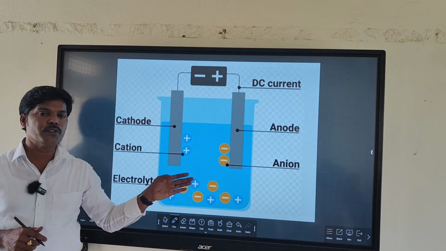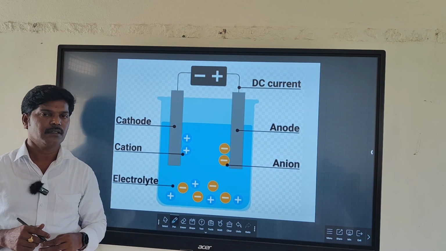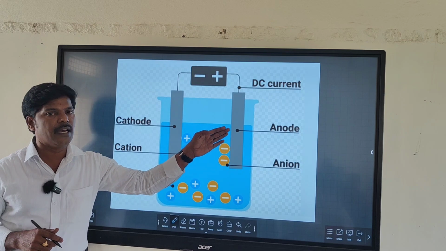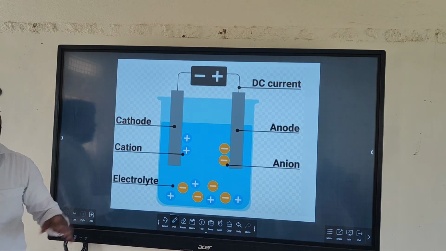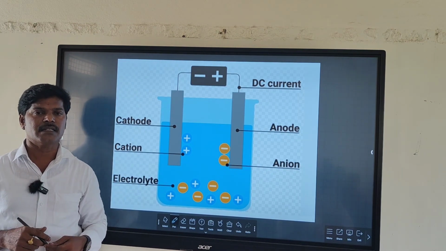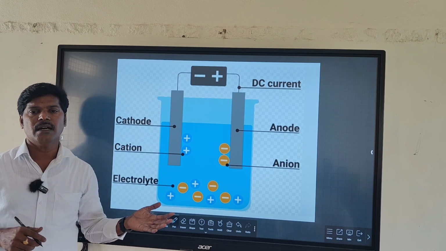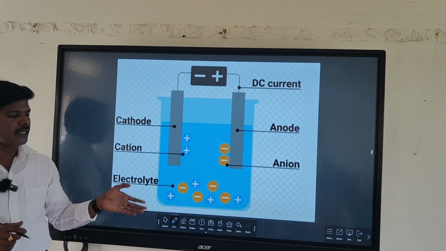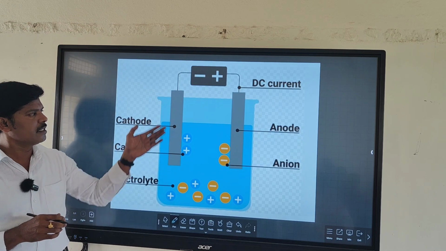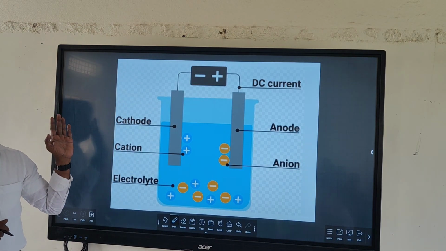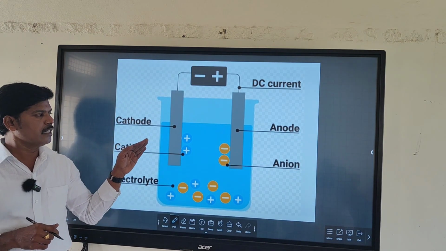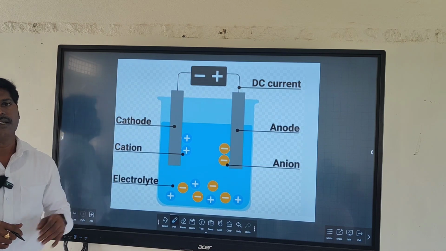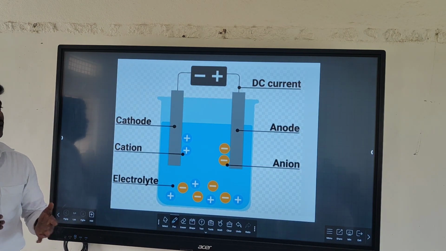Now coming to the anions. Anions move forward to the anode. Then anions release electrons at the anode and oxidation happens at the anode. What is the important thing: if a gas is formed at the cathode, it is released at the cathode. When a solid is formed at the cathode, it is deposited or liberated at the cathode.